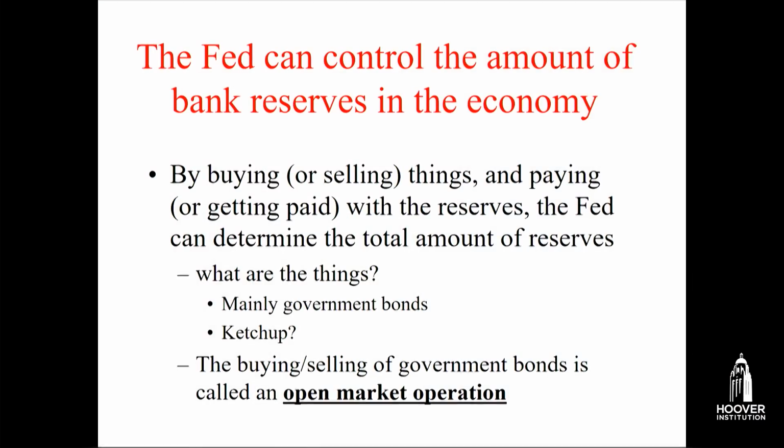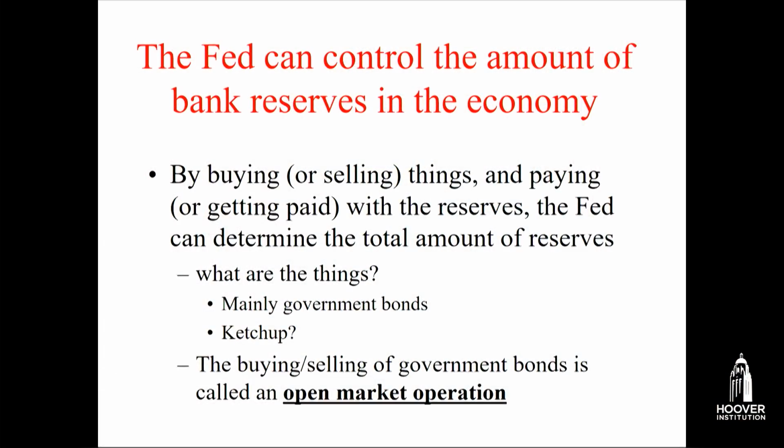And it does that by buying and selling things. By buying or selling things and paying or getting paid with reserves, the Fed can determine the total amount of reserves in the economy. Now the Fed could buy and sell anything. It could buy and sell ketchup. If it bought ketchup, it would pay for that with deposits. If it bought ketchup from Wells Fargo, it would pay for that with deposits that Wells Fargo now has at the Fed. Of course, there's not enough ketchup around to make any sense of this.